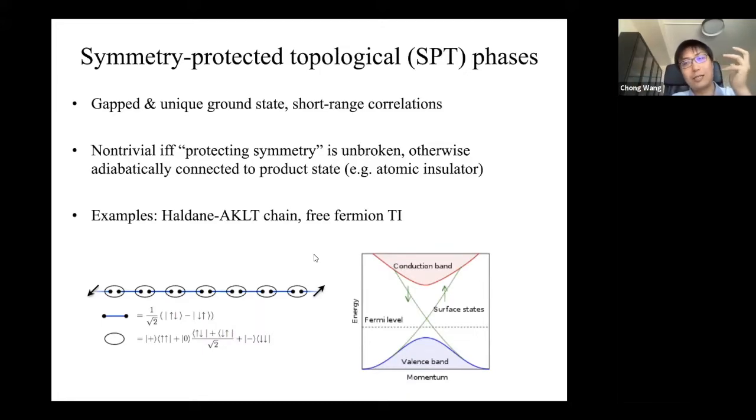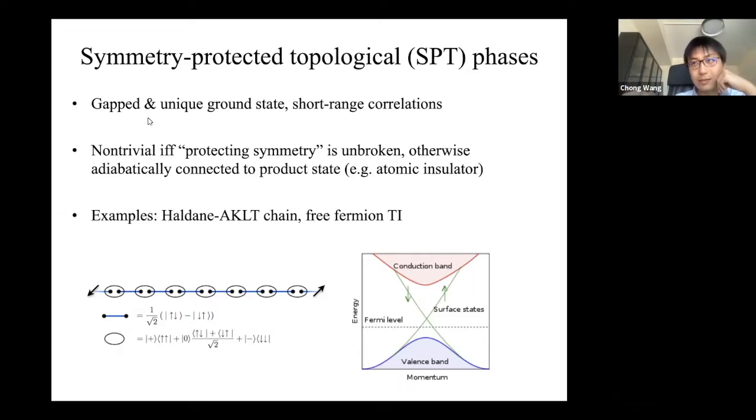A symmetry-protected topological phase is really a natural generalization of the topological insulators to strongly interacting systems, right? Specifically, we're talking about a Hamiltonian system that's gapped with a unique ground state. In the ground state, if you measure correlation functions, it's all short-range correlated. They all decay exponentially. So at least within the bulk, the state looks almost boring, except when some of the symmetries, let me call it the protecting symmetry, is preserved.